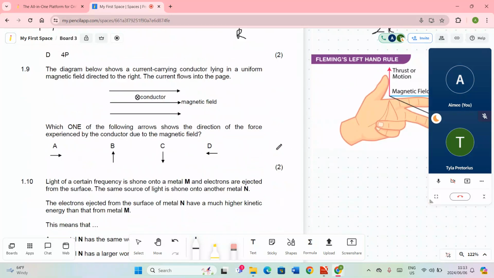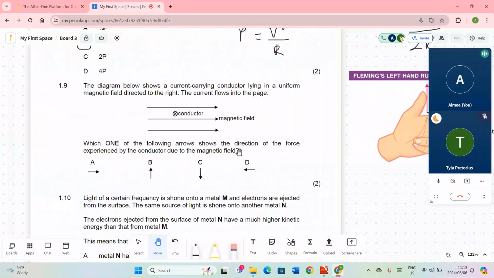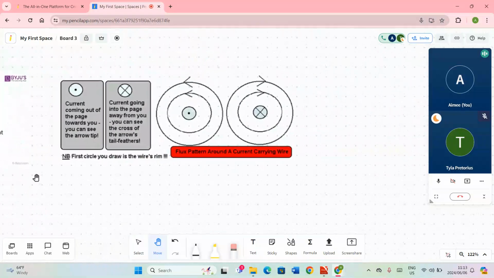Okay. Next one, the diagram below shows the current carrying conductor lying in a uniform magnetic field directed to the right. The current flows into the page. So I just want to show you something quickly. You can see here that they've shown you an X on your conductor, and they've told you that the current flows into the page. In another scenario, they won't be so nice. They'll just give you this and they'll expect you to know that the X means that the current is flowing into the page. And the reason for that is because you need to know these. You need to learn these off by heart.